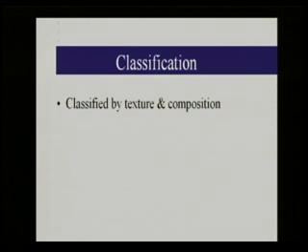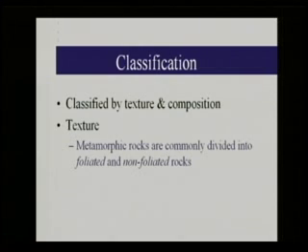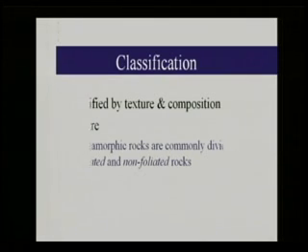Okay, so how do we classify metamorphic rocks? As in any other rock type, we go back to texture and composition. Now, in metamorphic rocks, some of them exhibit a very special texture caused by metamorphism, and this is known as foliation. So we commonly divide metamorphic rocks into foliated and non-foliated rocks.